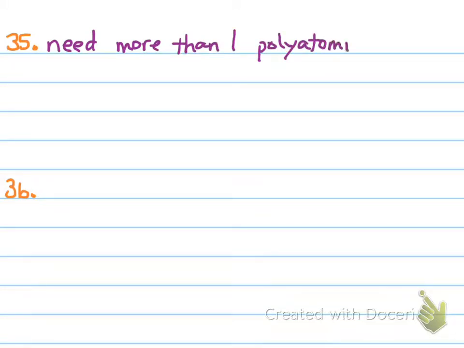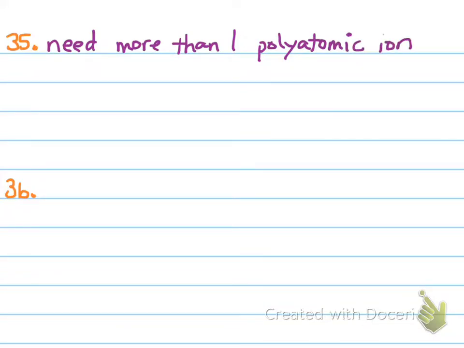Question 35 says, when are parentheses used in writing a chemical formula? When I need more than 1 polyatomic ion, just like we did in that last example we just did.